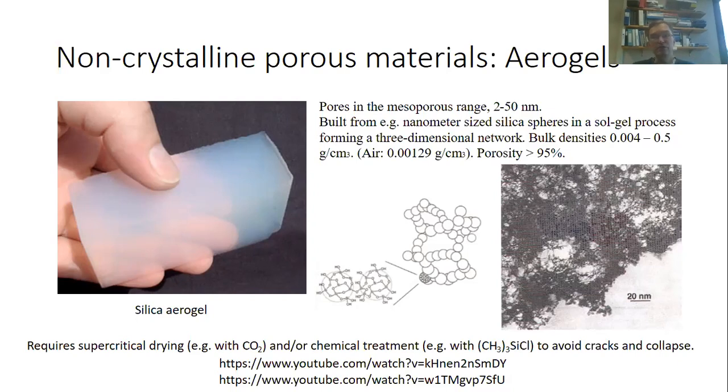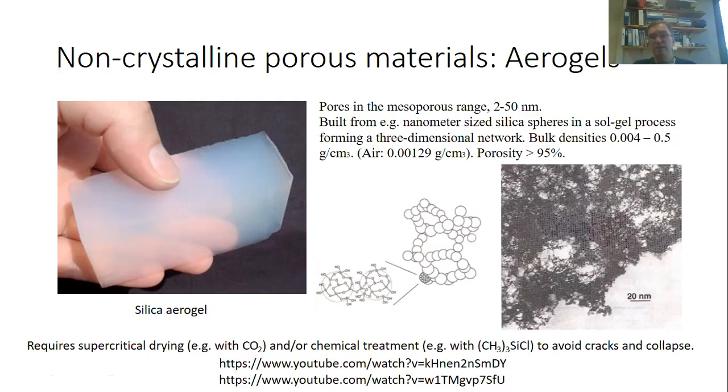So you need special treatments in order to prevent that. And usually you use a chemical treatment in combination with supercritical drying. So for the chemical treatment, you can, for instance, use trimethylchlorosilane. And what this does is that the chloro groups here react with unreacted silanol groups, you see here some, for example, and cap them. Okay, so that makes them unreactive.